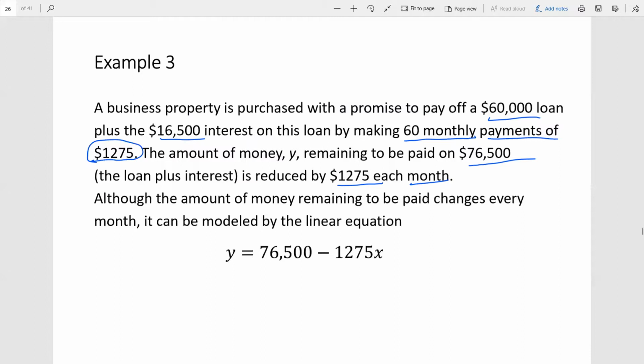Although the amount of money remaining to be paid changes every month, it can be modeled by a linear equation. And the linear equation is y equals 76,500 minus 1275x. And it's pretty easy to see that this works. If x equals 0 and you haven't paid anything, you have $76,500 that you still owe, and each month it decreases by $1,275.